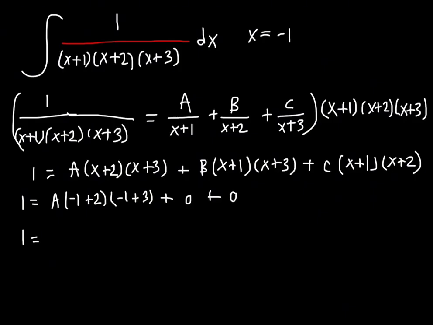1 is equal to, so -1 plus 2, it's just a times 1. So -1 plus 3, this is 2. So I have 2a is equal to 1. So that means a is equal to 1 over 2. I'll keep that in mind. So a is equal to 1 over 2.